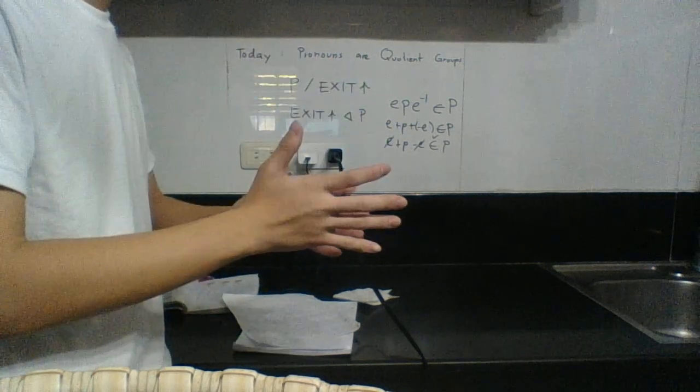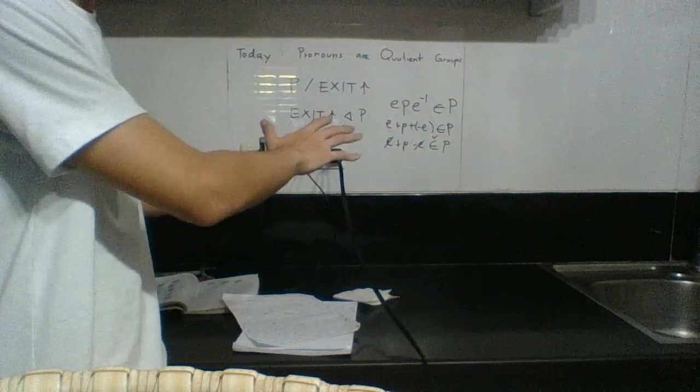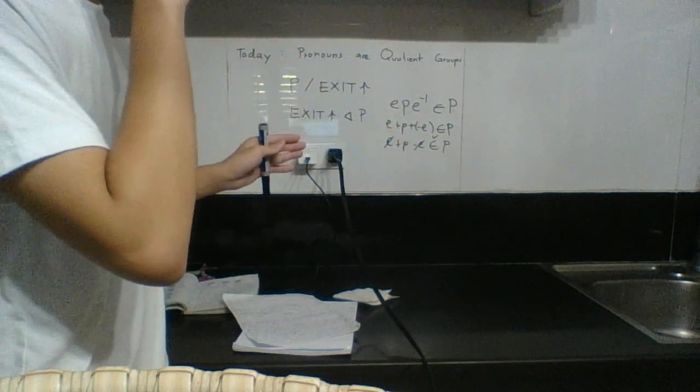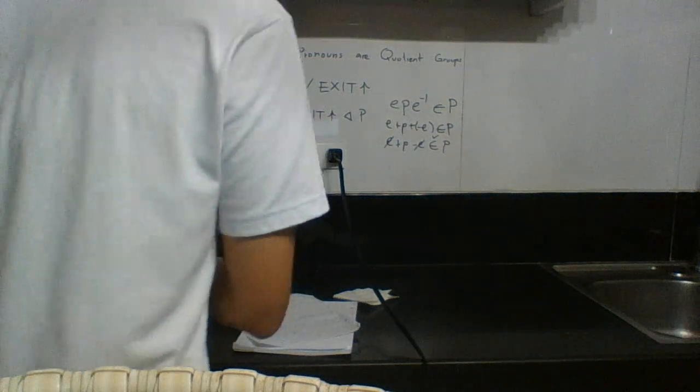It is indeed normal by the definitions I will soon lay down. So let's get to the actual thing that we're going to do. Our goal is to show that P mod, I'm going to use brackets because this is a singleton set, exit up arrow, is a quotient group.